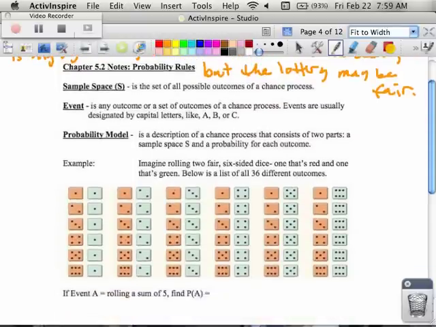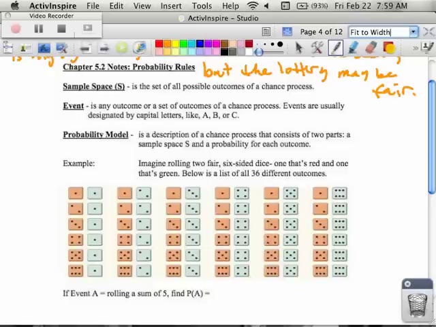First of all, you should know that there's something called a sample space. A sample space is the set of all possible outcomes. For example, oftentimes we talk about rolling 2 dice, and the sample space is all the different combinations that could come up, which would be a total of 36. Those 36 possibilities are your sample space.